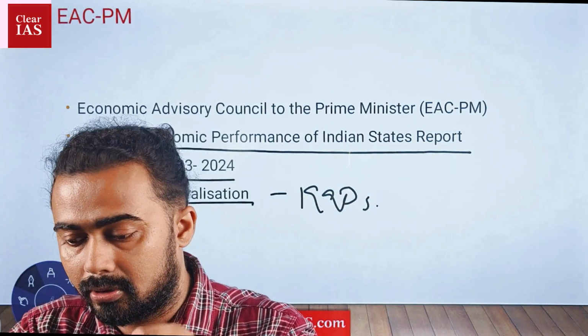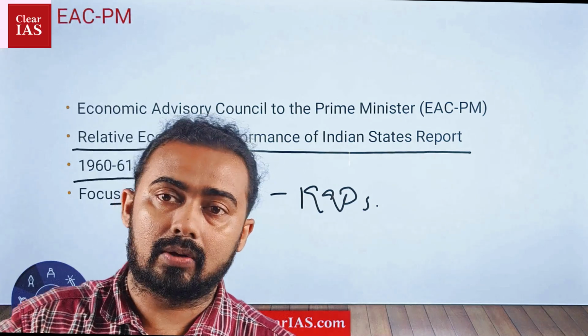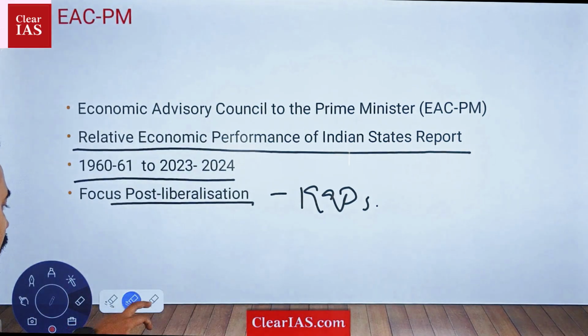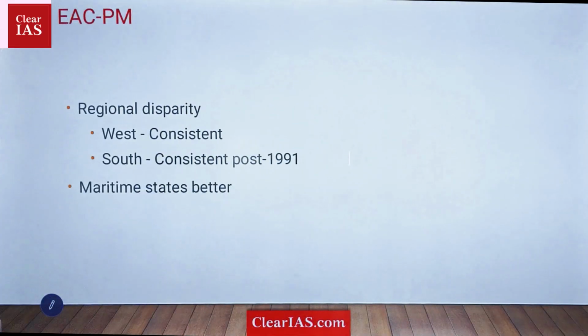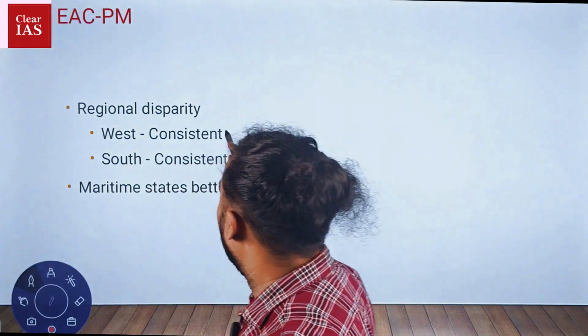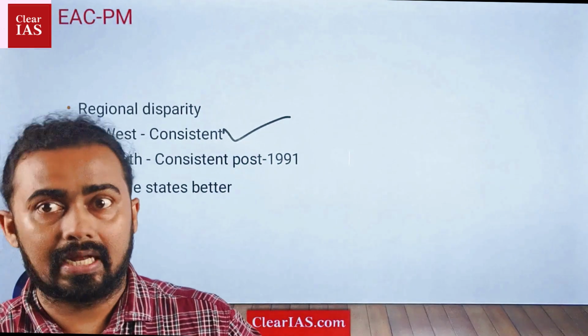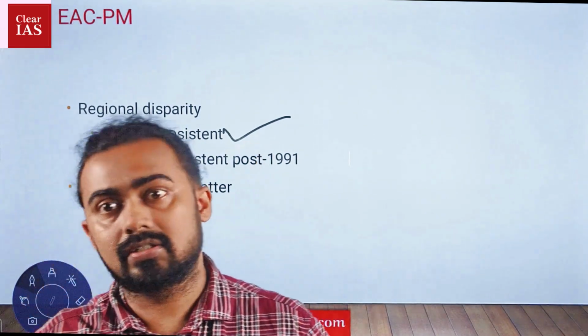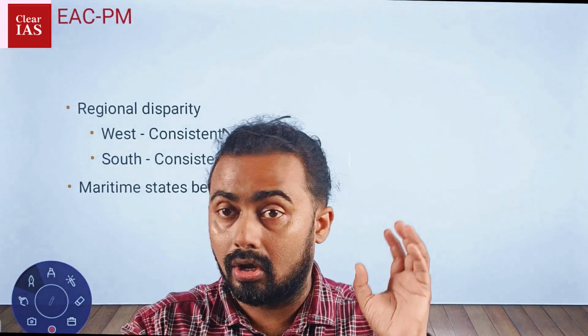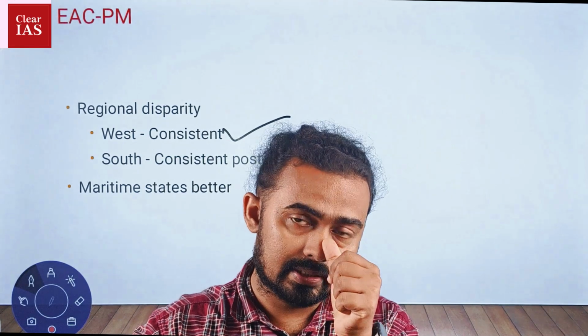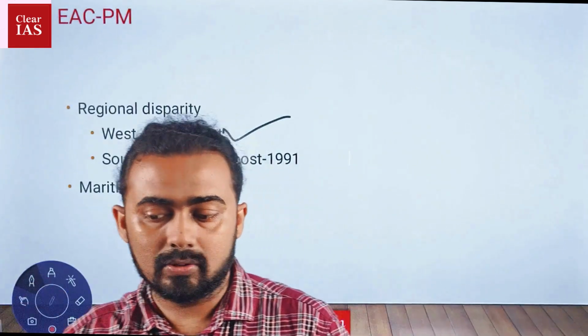So when we're talking about this particular report, we have to understand the major observations of the report. It's only a few points. It's a small topic. So the point is regional disparity. What they're saying is that the western states, for example Maharashtra and Gujarat, have consistent growth and consistent economic development. That's the number one point. One of the important reasons is that they have access to the sea, so that they can trade more.